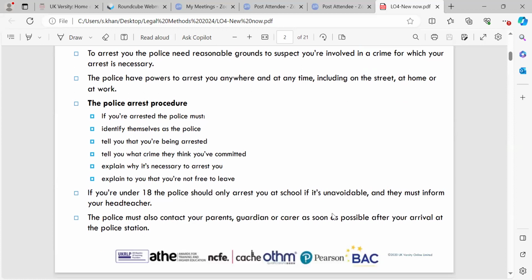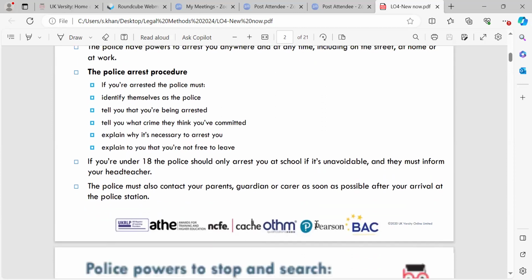If you're under 18, the police should only arrest you at school if it's unavoidable, and they must inform your head teacher. The police also must contact your parents or your guardian or carer as soon as possible after your arrival at the police station. The reasoning behind that is that you are not independent, you are a minor, so they need to bear in mind that they should contact your parents or a guardian.